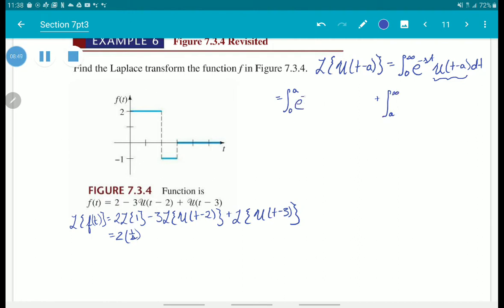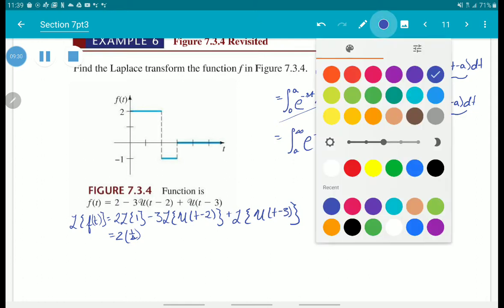So we're going to have e to the negative st times that unit step, t minus a dt. But this guy's going to take the value of 0 as long as we're between 0 and a, which means that's going to be 0. And then here we're going to have e to the negative st times the unit step of t minus a dt. But this is going to take on the value of 1 as long as t is greater than or equal to a. So then we really end up just integrating from a to infinity, e to the negative st dt.